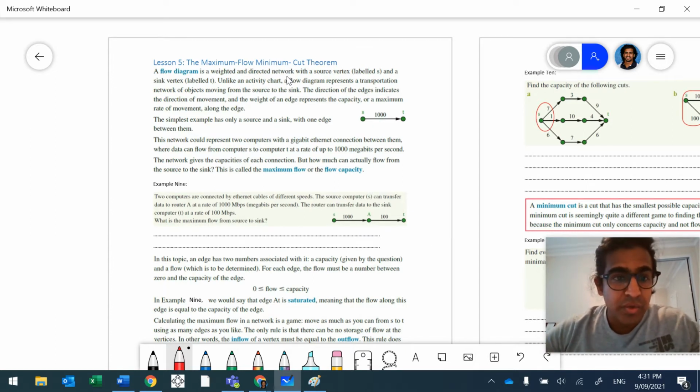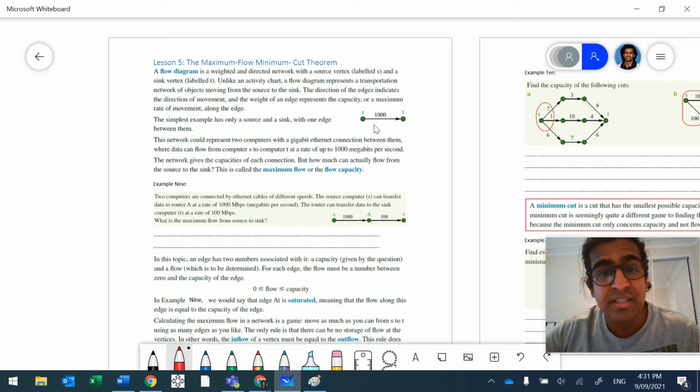Unlike an activity chart, which is what we've been thinking about for this whole topic so far, we're looking at flow diagrams, which represent a transportation network of objects moving from the source to the sink. We can see a very simple version of that diagram here. We've got a source, which is labeled S, and a sink, which is labeled T, only because it'd be confusing to name them both S.